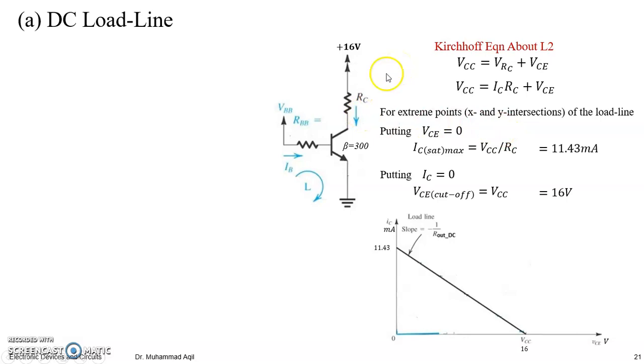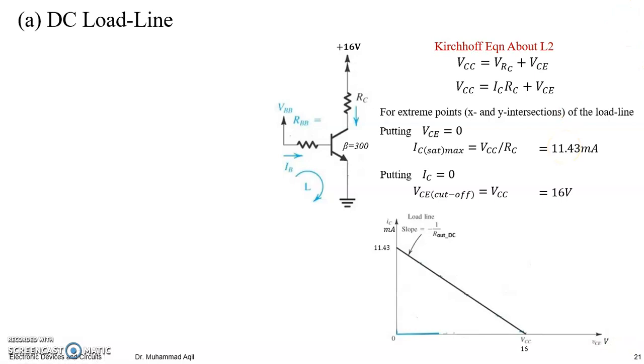So far you are asked to draw the DC load line, and you have drawn the DC load line. You are not asked to draw the DC load line on the output side as well as the input side. You can only draw the load line for the output loop side, and your work will be finished.